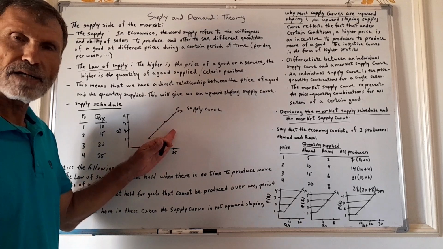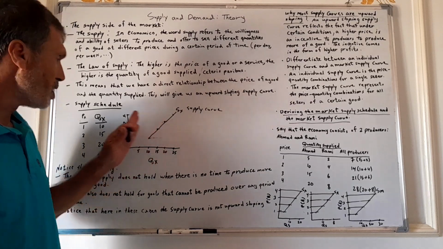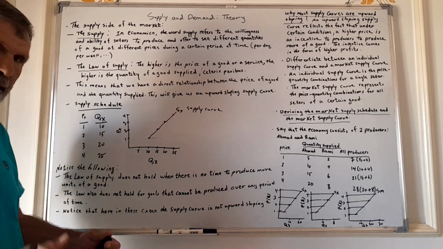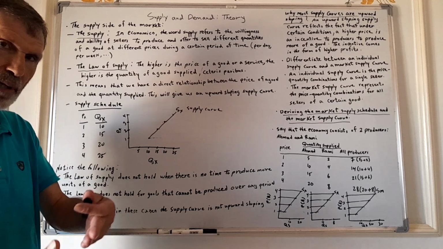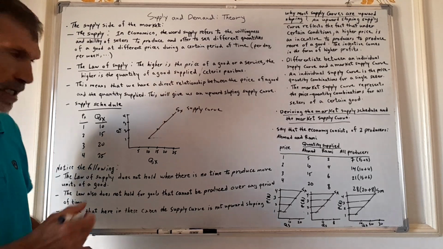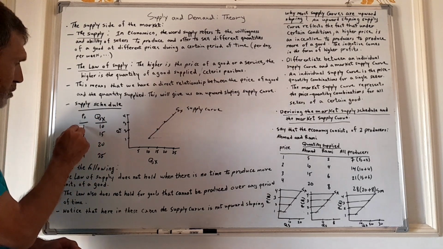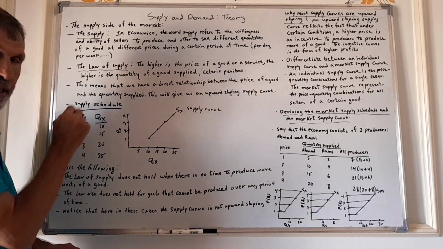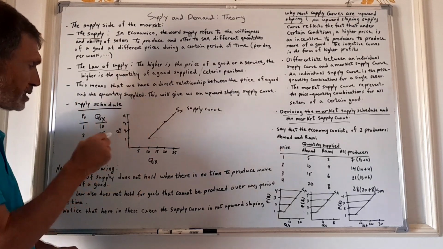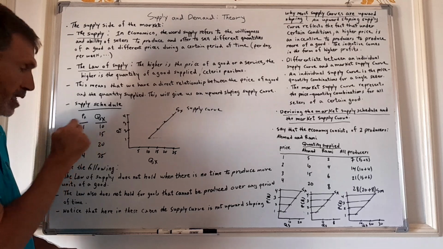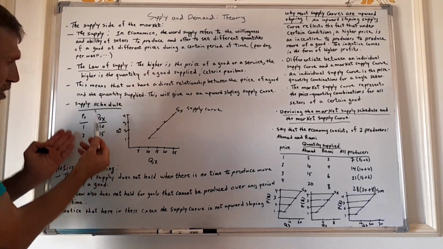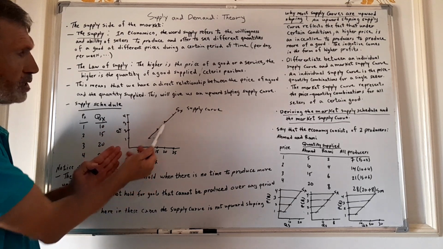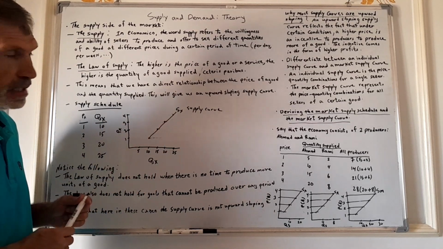So the supply curve is the graphical representation of the supply schedule. The supply schedule is the numerical representation of the law of supply. At price 1, the quantity supplied is 10. The price increases to 2, we expect the quantity supplied to increase. It's now increased to 15, and so on and so forth. So we have a positive relationship, and we take these numbers and plug them over here, and we come up with an upward sloping supply curve.